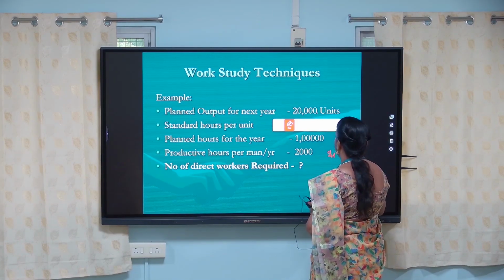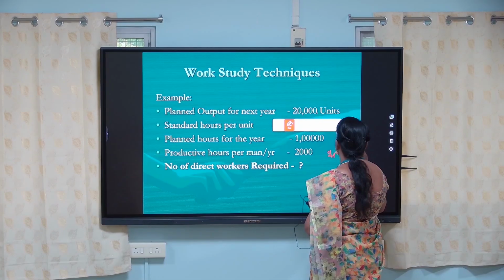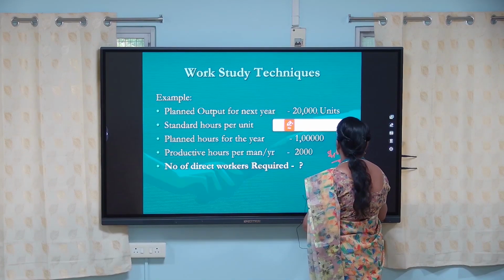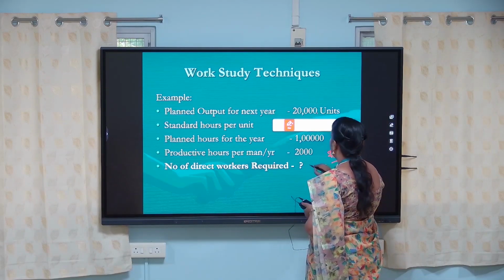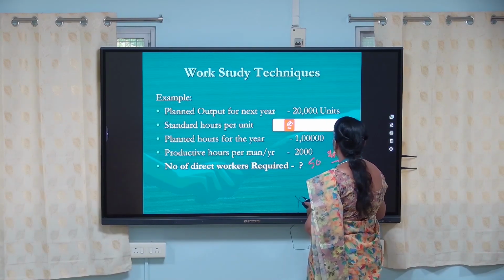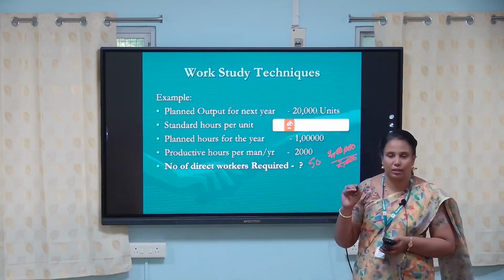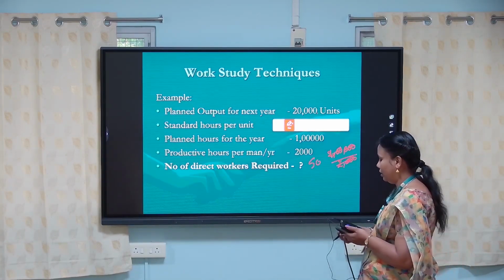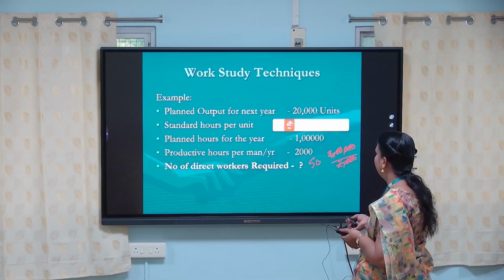By having a simple calculation, the planned hours for the next year is 1 lakh. So, per man per year is 2000. By dividing these, you will get 50 direct workers required for the upcoming year. This is for your understanding. Okay, shall we move to the next slide?